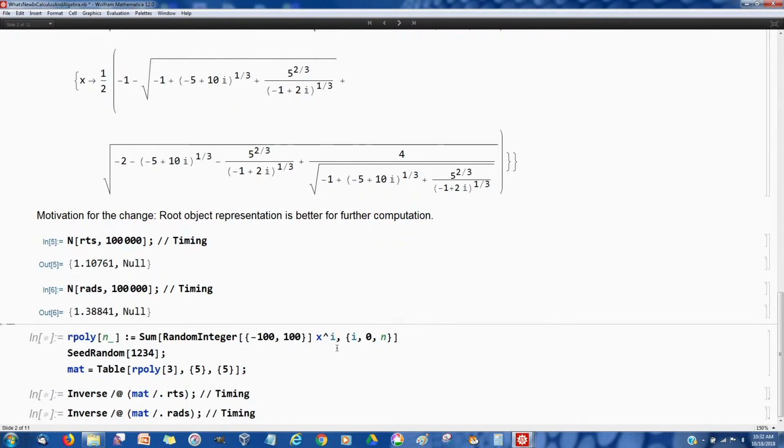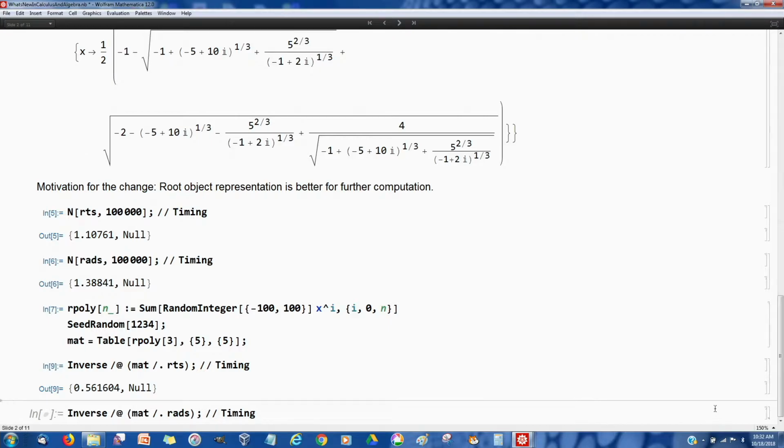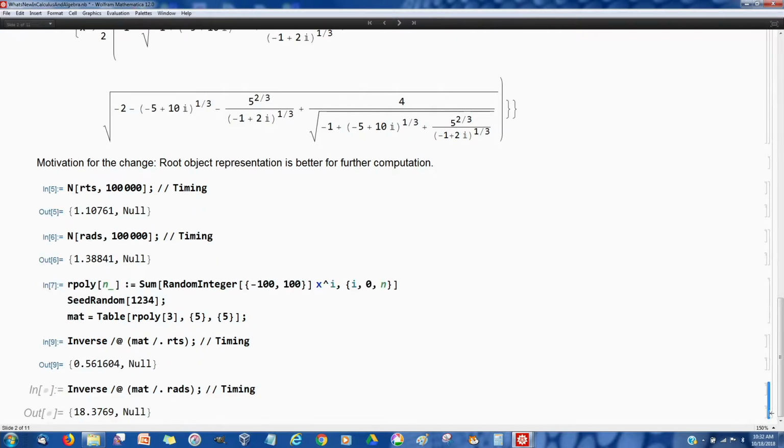However, if we do some more complicated computation, like inverting a matrix with entries that are root objects or radicals, then with root objects it's half a second. With radicals, I will not evaluate it. It took 18 seconds. So the difference is quite large, and if we make the matrix larger, it will grow. So that's about root objects.